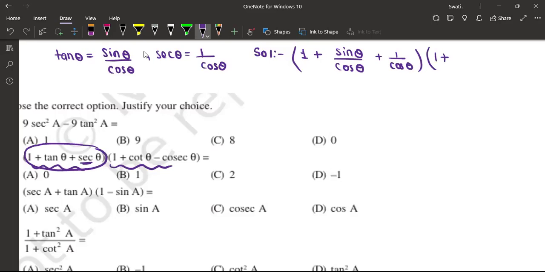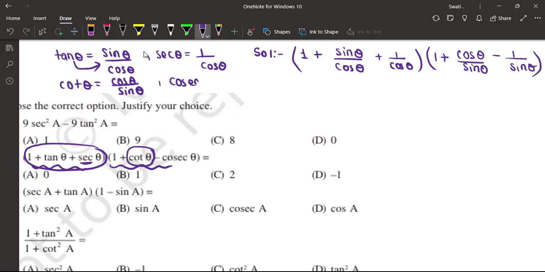Can you tell me what will be cot theta? If tan theta is sin theta upon cos theta, so what do you think will be cot theta? Will it not be cos theta by sin theta? Yes, right? Okay, cos theta by sin theta minus cosec theta. Can we not write down cosec theta as 1 upon sin theta? Why? Because that's the formula. So I'm just writing the formula again. Cot theta will be cos theta upon sin theta. And there is another formula that I have used, that is for cosec theta. Cosec theta is 1 upon sin theta.